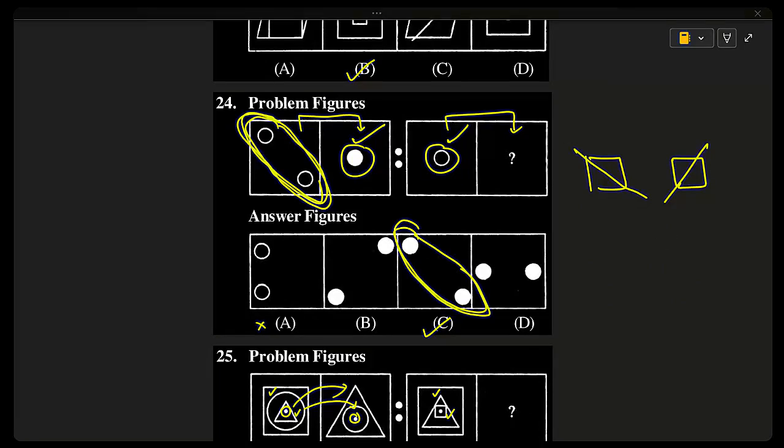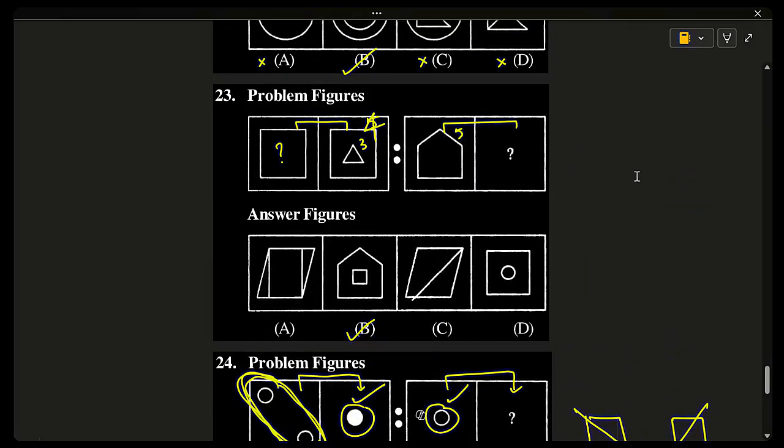Shanvit? Sir, yes. Sir, you explain again 23 question. 23rd one. Yes. See here, the outer figure is having four sides and the inner figure is having three sides. So what is happening? One side is getting decreased, right? Yes, sir. So here, the five sides we have to subtract one. It is four sides. So inside a five-sided polygon, we want four-sided polygon is seen in option B, right? Okay, sir. Thank you.